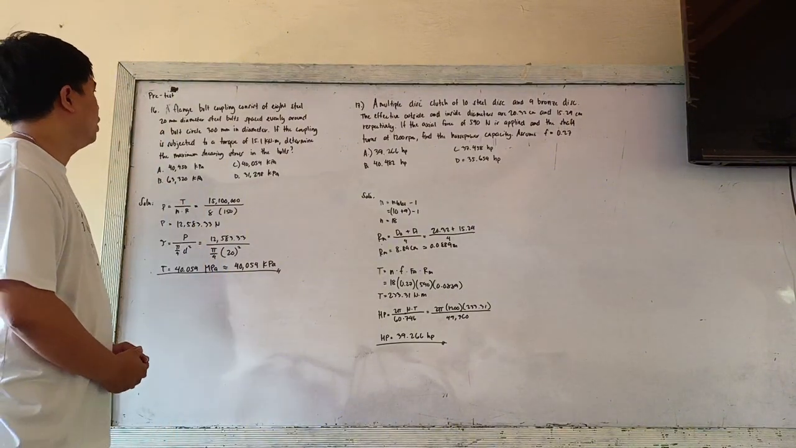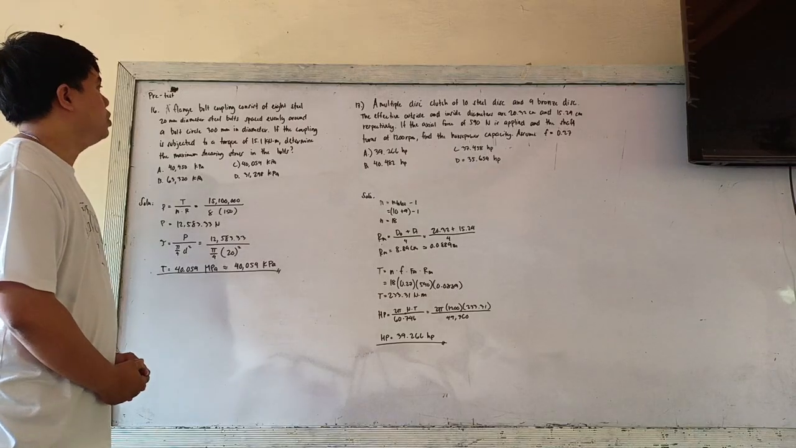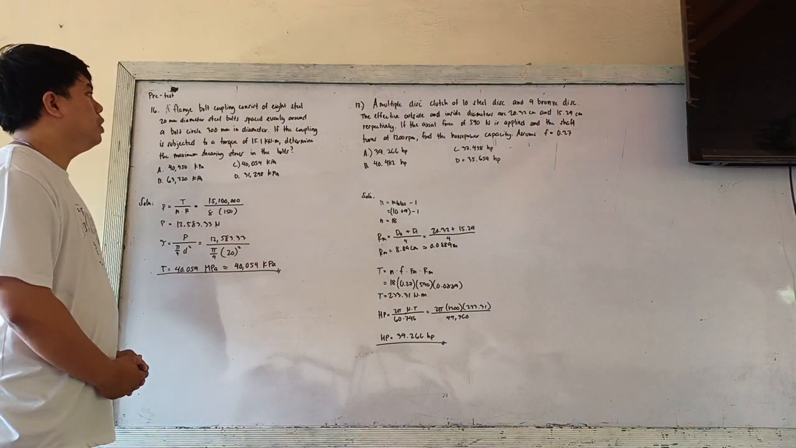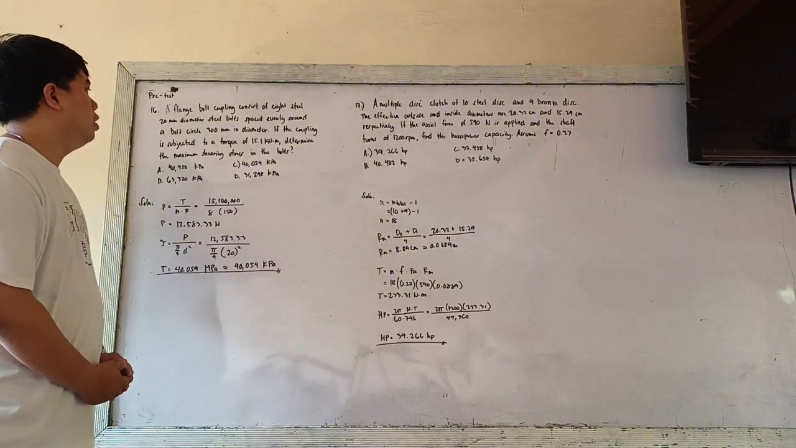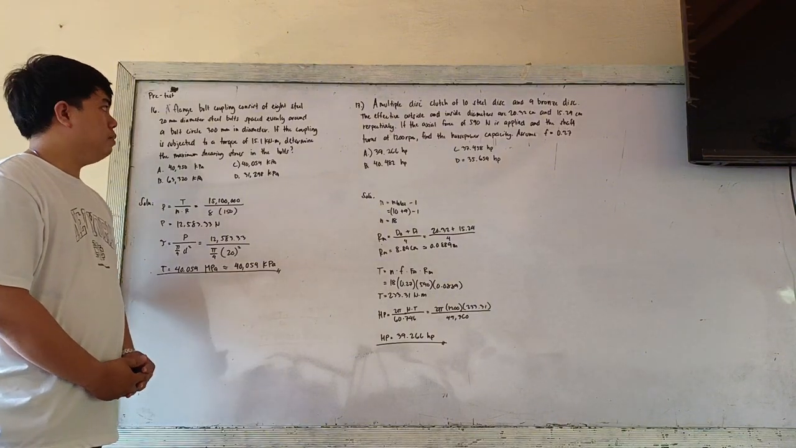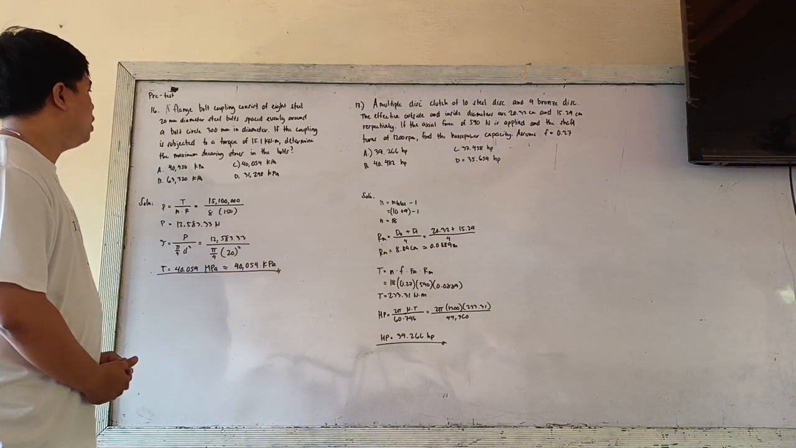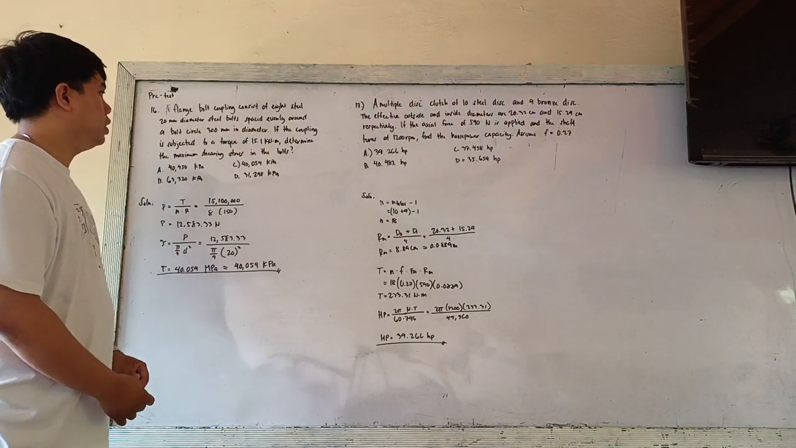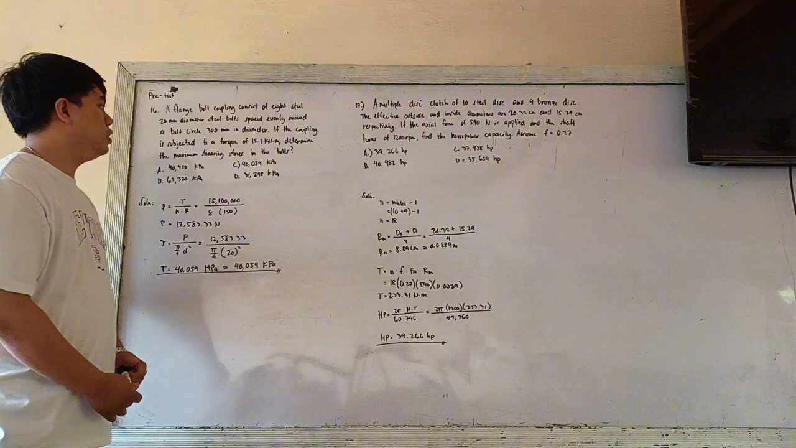Number 16. A flange bolt coupling consists of 8 steel bolts, 20 mm in diameter, spaced evenly around a bolt circle 300 mm in diameter. If the coupling is subjected to a torque of 15.1 kN·m, determine the maximum shearing stress in the bolts.